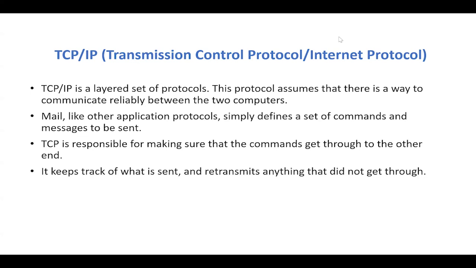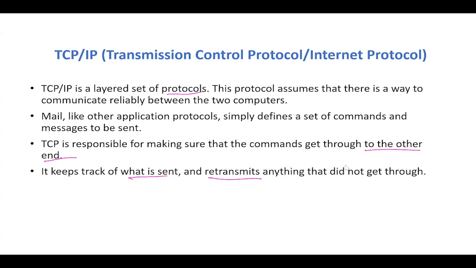So TCP/IP, just like our OSI model, is also another model which is used in networking. It is a layered set of protocols, and this protocol assumes that there is a way to communicate reliably between two computers. Mail, like other application protocols, simply defines a set of commands and messages to be sent. TCP is responsible for making sure that the command gets through to the other end. It keeps track of what is sent and retransmits anything that did not get through.